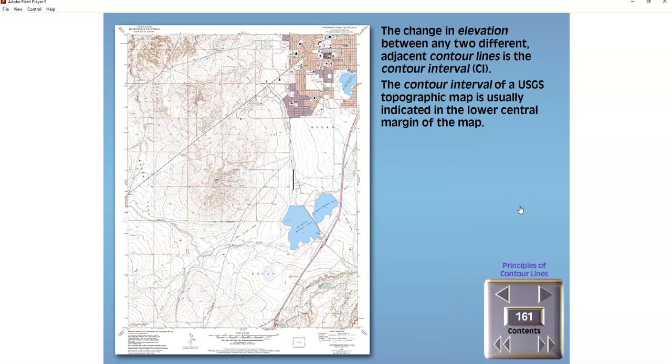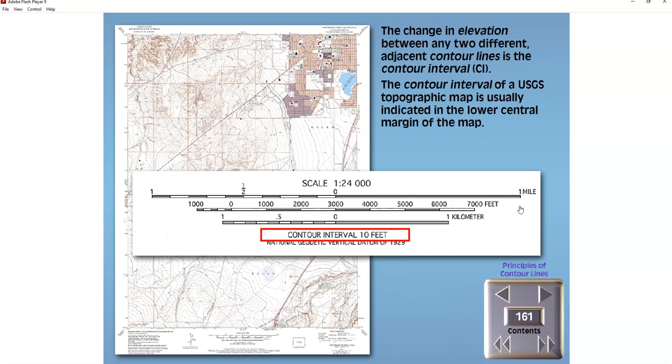The change in elevation between any two adjacent contour lines is the contour interval. The contour interval of a USGS topographic map is usually indicated in the lower central margin of the map. So the contour interval is the difference in elevation between each consecutive line. Basically, what are you counting by? Like in that last example, they were counting every 10 feet.